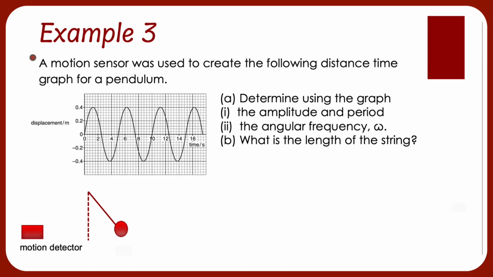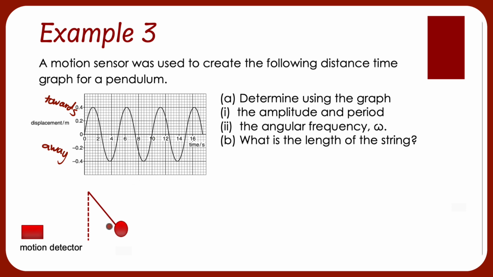Example 3. I have a motion sensor here, and it made a displacement time graph for my pendulum. So this is how I could set it up. If I have the top of my pendulum here, my bob, and it's going to swing back and forth, and by placing my motion detector over here, it's going to measure something coming towards it and away from it. So this positive could be, for example, towards, and this could be away. And I could get a graph that looks like this.